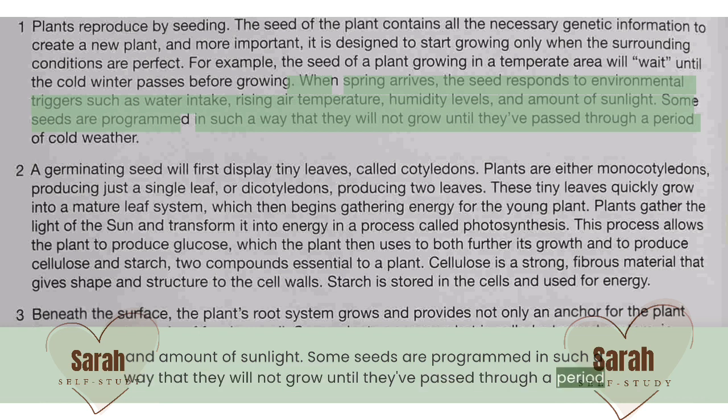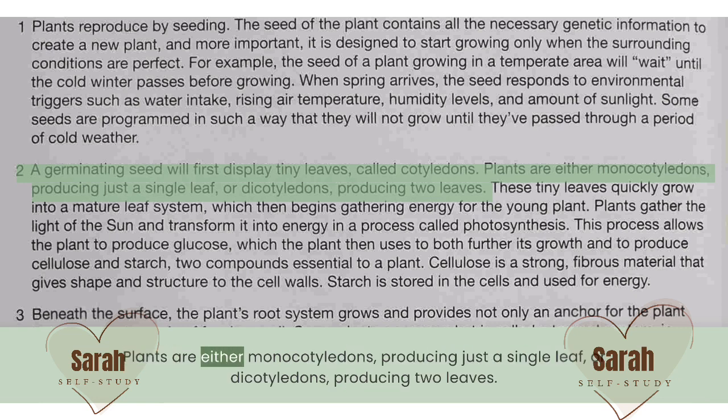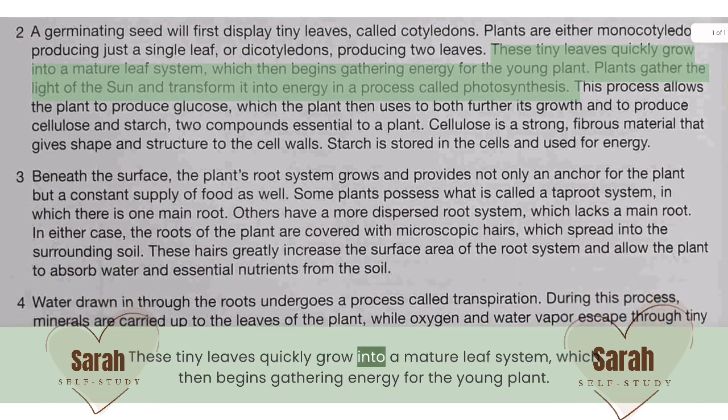2. A germinating seed will first display tiny leaves, called cotyledons. Plants are either monocotyledons, producing just a single leaf, or dicotyledons, producing 2 leaves. These tiny leaves quickly grow into a mature leaf system, which then begins gathering energy for the young plant.